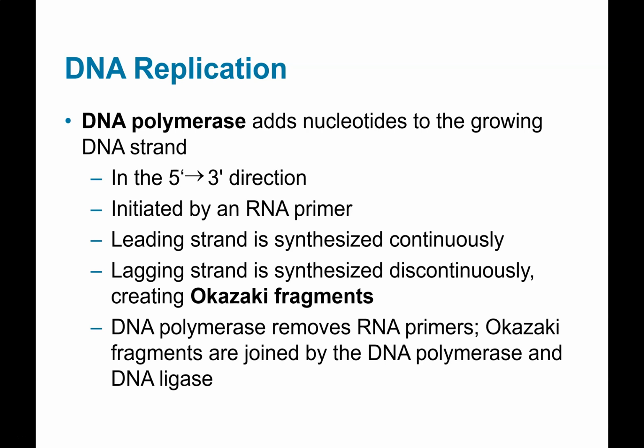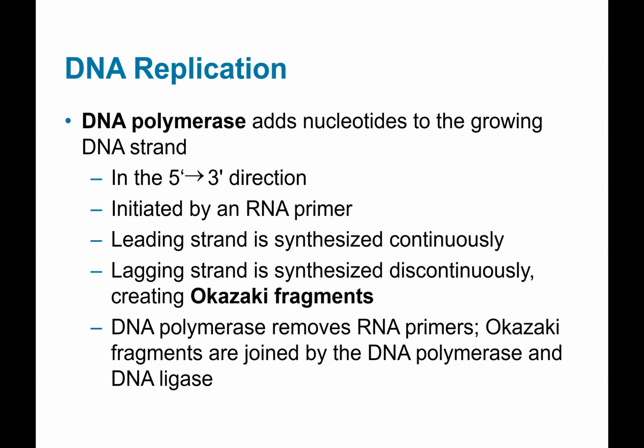But DNA polymerase can only work in one direction, which is the 5' to 3' direction. It's initiated by an RNA primer because DNA polymerase can't just add a nucleotide to nothing. It needs to attach the nucleotide to something. And so we'll see this little RNA primer acts as that something to prime it, to get it started.